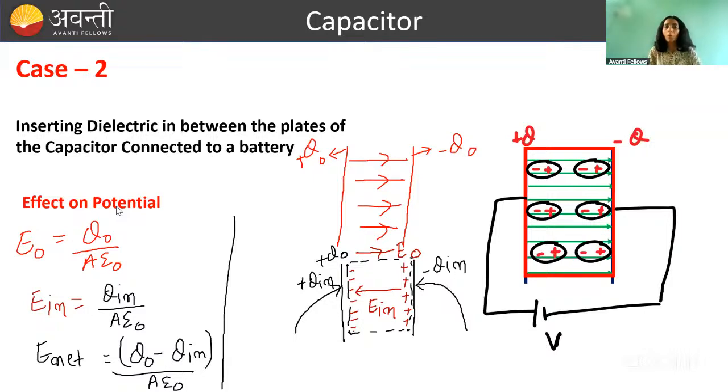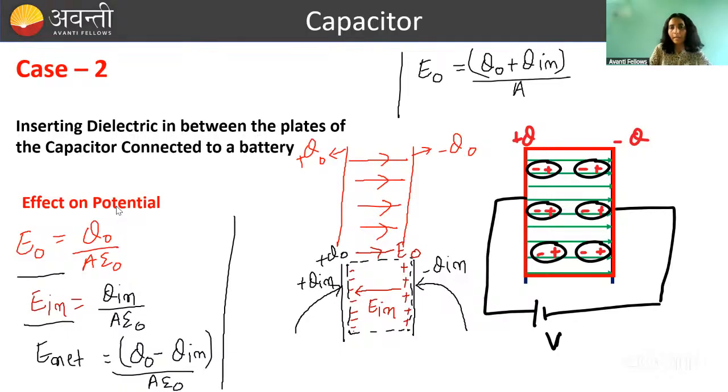So now let's talk about writing this E naught and this E induced again. So E naught, how will you write it now? How will you write the electric field now? It has got some additional charge plus Q induced. So this will become Q naught plus Q induced by A epsilon naught. Why write it like this? Because this is connected with a battery and that battery is supplying it with additional charge.